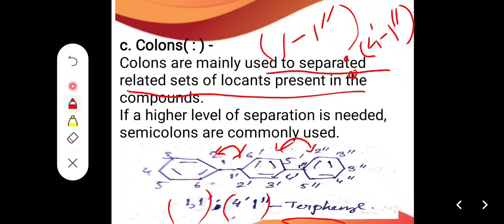If a higher level of separation is needed, semicolons are commonly used. Sometimes if a comma is not enough to separate things, we can use a colon. Okay. Here 1, 1 prime are already separated by a comma, and 4 prime and 1 double prime are separated by a comma. So after this we need another symbol to separate the two sets. So we need a colon. Okay.